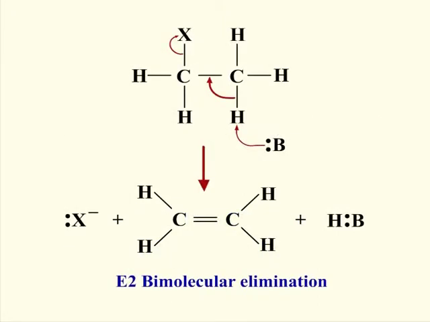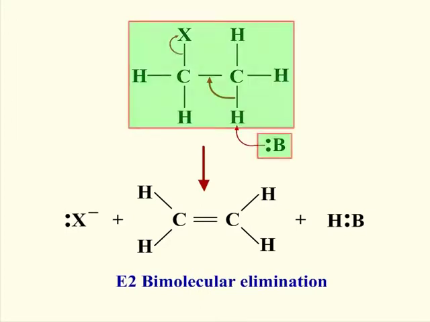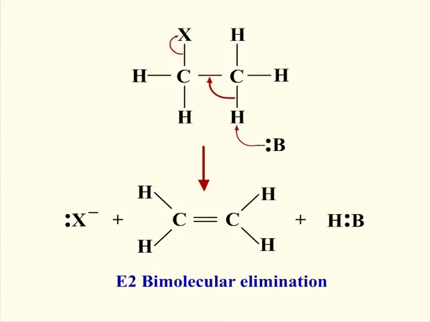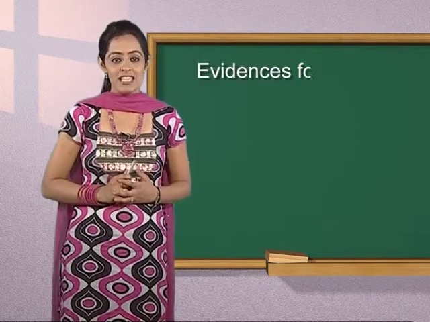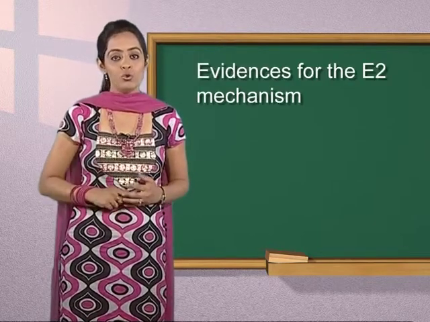This mechanism was named E2, that is elimination bimolecular. What does the word bimolecular mean? This means that the reaction involves two reacting species. Children, let us now learn about evidences for the E2 mechanism.